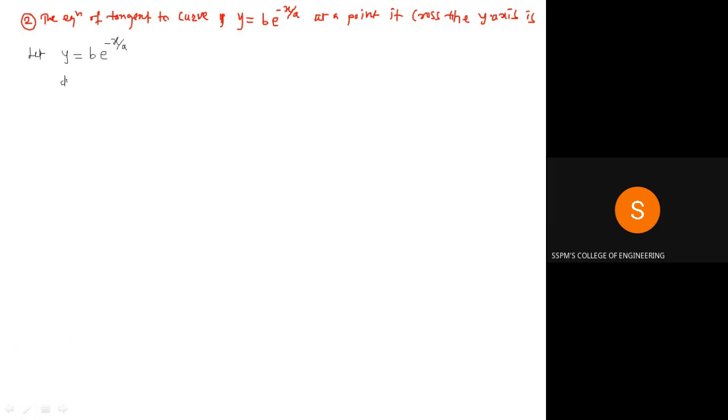What is the derivative? dy by dx. It's a simple b into derivative of exponential, b itself, that is e raised to minus x upon a. And next to find the derivative of minus x by a with respect to x, it is minus 1 by a. So minus 1 by a keep as it is, and derivative of x with respect to x is 1. So that is equals to minus b upon a into e raised to minus x upon a.